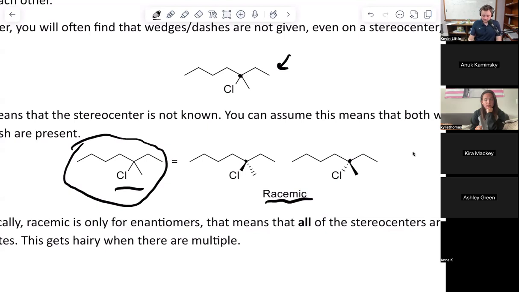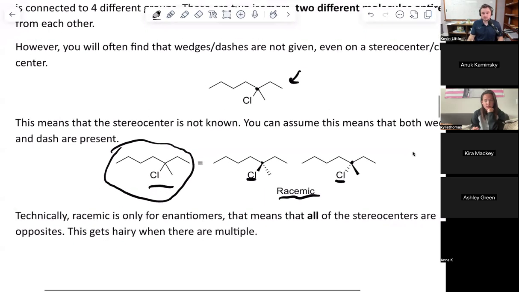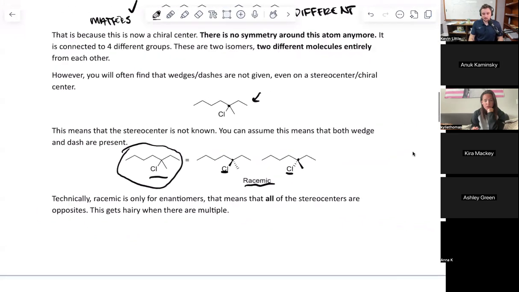So in this case, if this chlorine's on the wedge, then the chlorine's on the dash. We've changed from R to S, right? So we flipped the one stereocenter there is, so this is a racemic mixture. But you have to be careful. Racemic is very particular that all of the stereocenters have to be opposite.